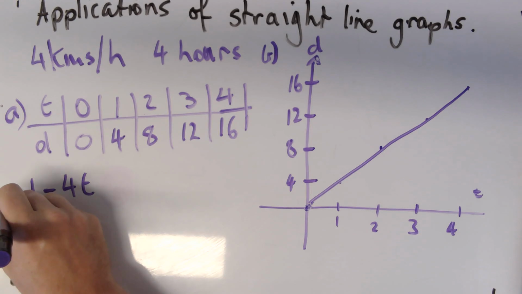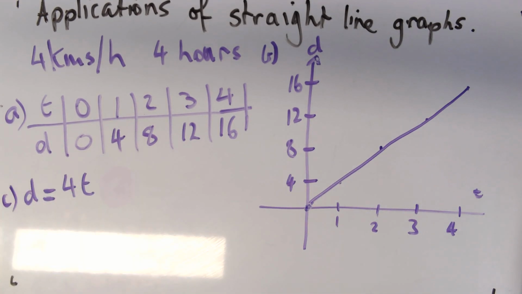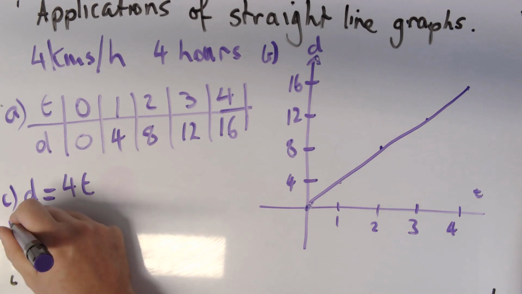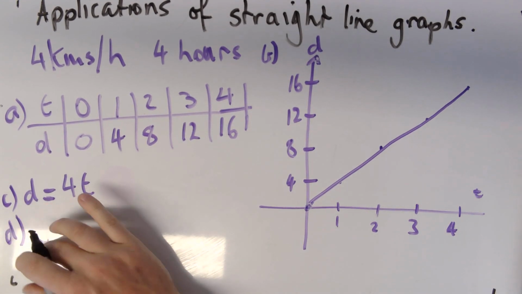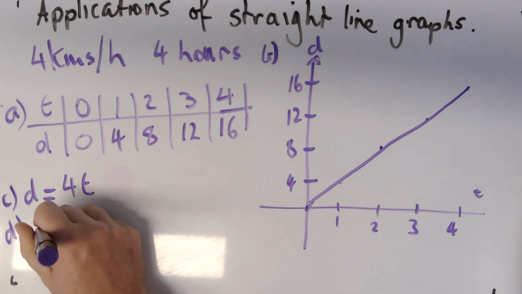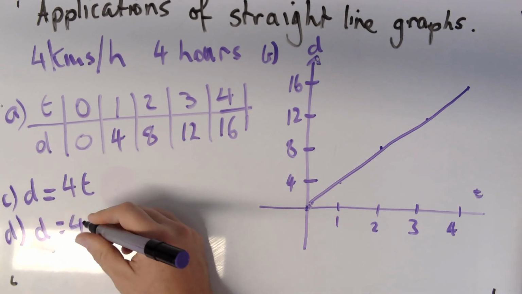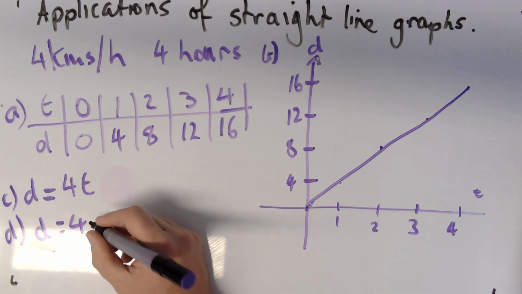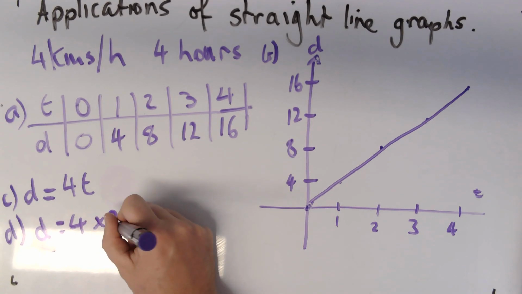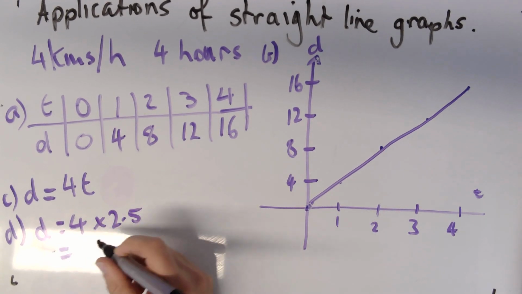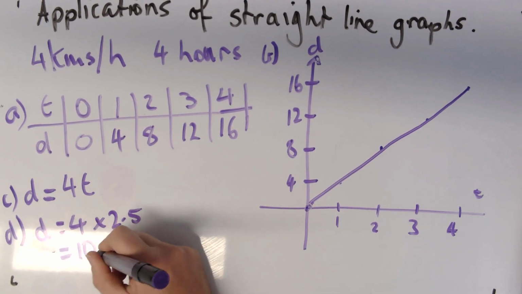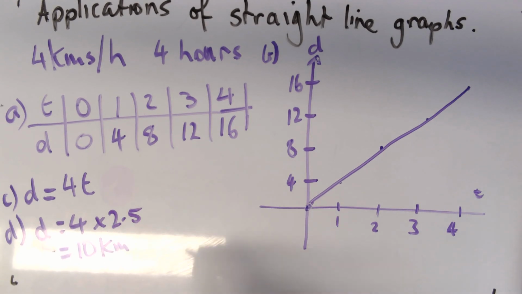So that is part C. Part D is use your rule to find the distance traveled for 2.5 hours of walking. Okay, so now I'm using my equation. I want to find out how far I go. So I'm going to say my distance equals 4 times my time, which this time is 2.5. Well, 4 times 2.5 is 10 kilometers. So in 2.5 hours, you go 10 kilometers.